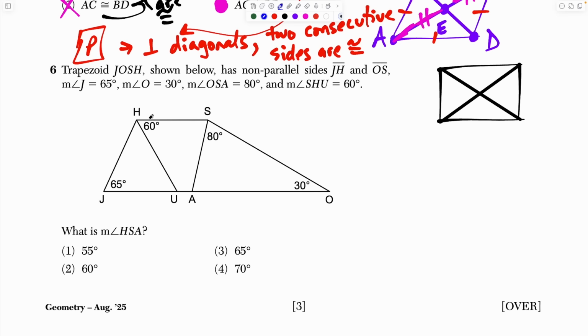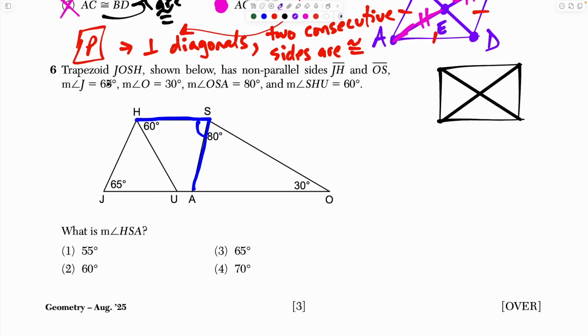Okay, so that angle, if we look over here from H to S to A, that's highlighting this angle over here. Okay, so that's what we want. And I'm just going to clean that up a little bit. So we're looking for the measure of this angle over here. So let's think about what we know here.